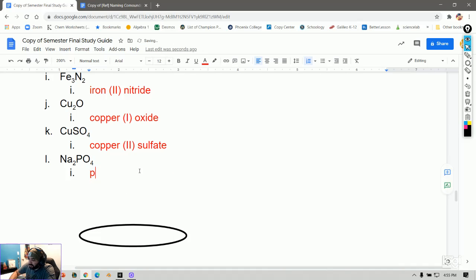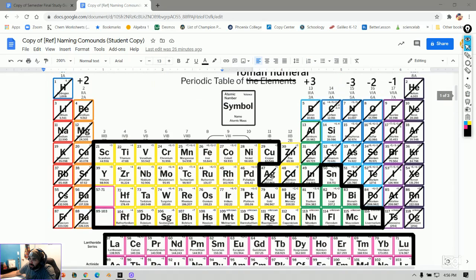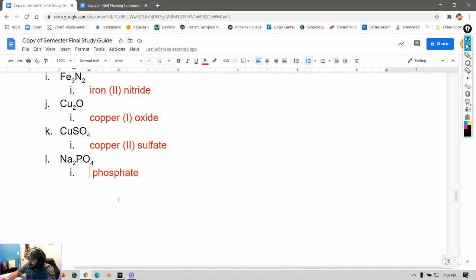I can even double click and just write phosphate right now. Phosphate. Because we know that the second word is going to be phosphate. But what's the first word going to be? Well, let me look. So the periodic table, the first one is Na. I see Na right here. It also does not require a Roman numeral. It's not inside of this box, so it doesn't need a Roman numeral. So I could just get away with calling this sodium phosphate. And that's it. That's the answer.